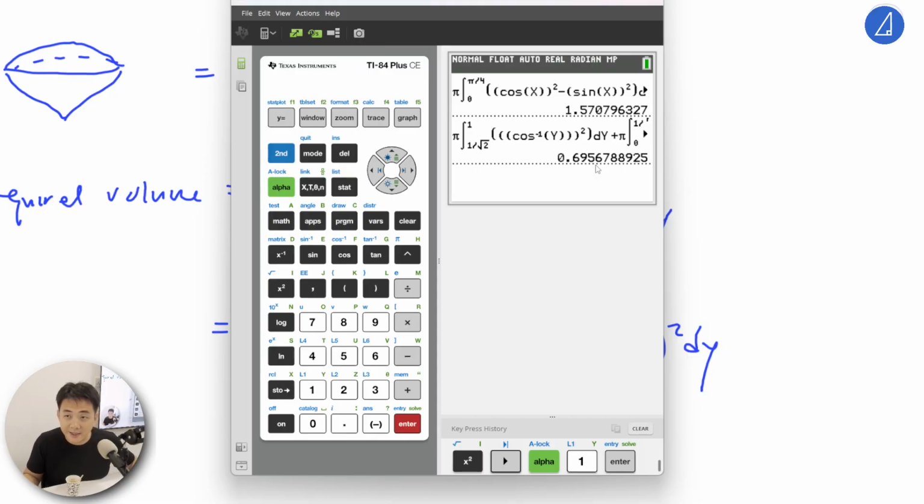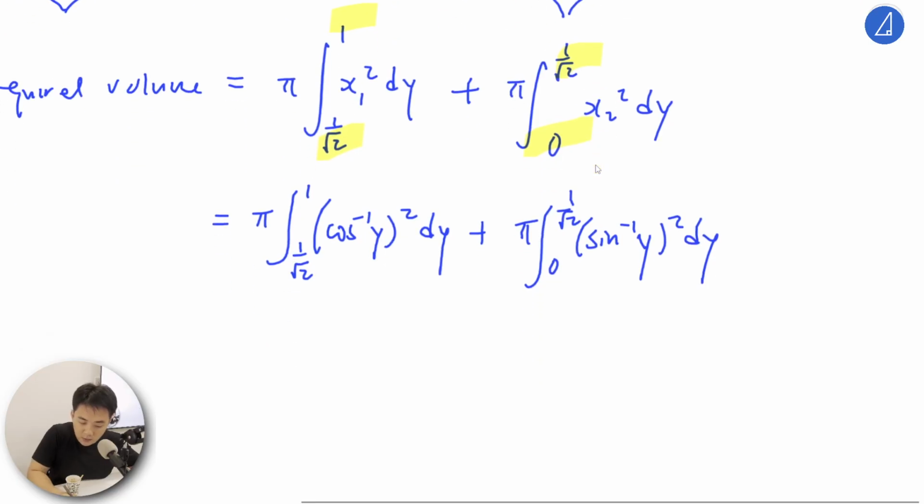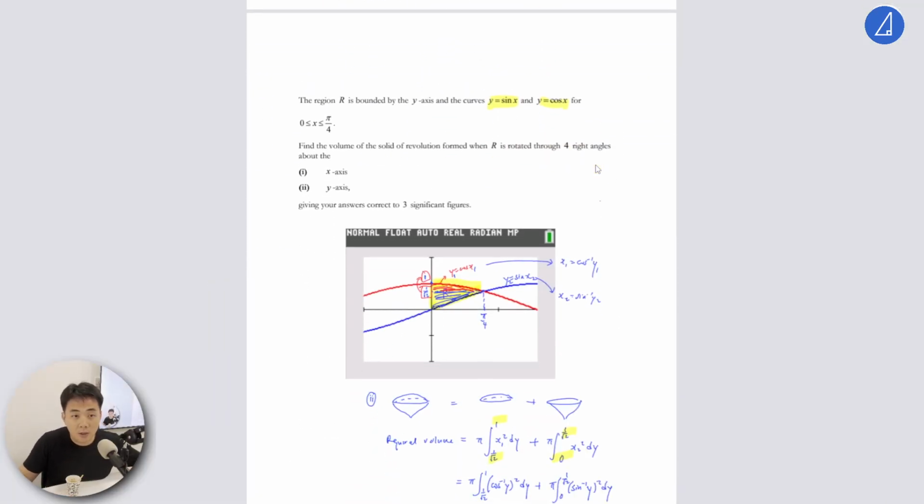So the answer is 0.696, right? Cubic units. Both are 3SF. So that's how I do this question here proficiently.